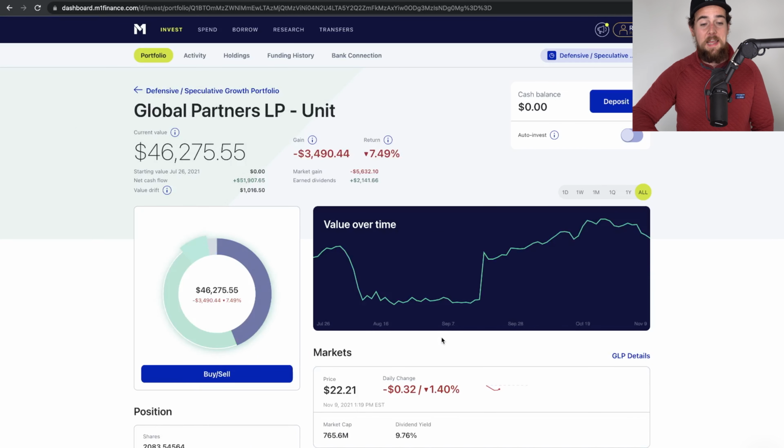It shows here that I have a current value in this stock of about $46,200. My gain here is made up of a market loss of $5,600, but I have earned $2,141 in dividends. So they take the market loss, add back the dividends, and that gives me an overall gain here of negative about $3,500 or about 7.5%. So this gives you a really good snapshot, and it also shows you how the dividends have affected your overall gain or loss on that particular stock.